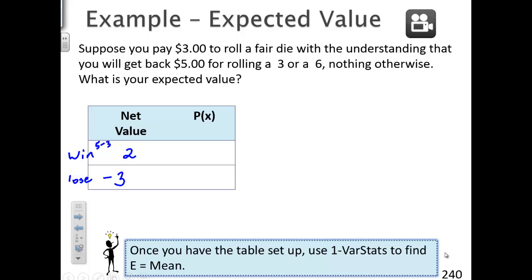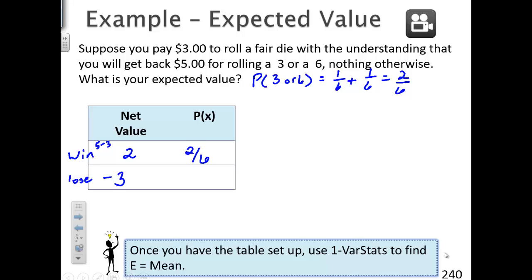Now, let's look at the probability of winning and the probability of losing. Well, if you win, that means that you rolled a 3 or a 6. So the probability of a 3 or a 6, remember the probability of a 3 is 1/6. It's an OR probability, so we add. Probability of 6 is 1/6. So that's 2/6. And I'm not going to reduce that because I'm going to do a calculation with that. So the probability of winning is 2/6.